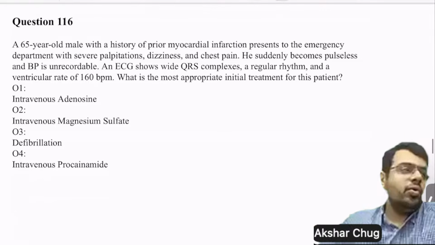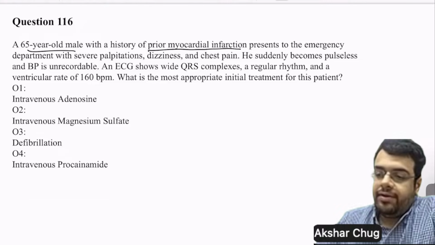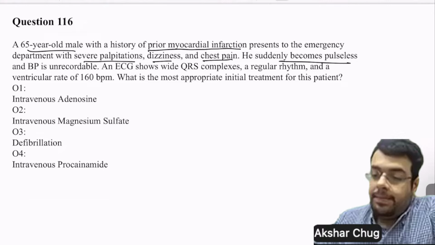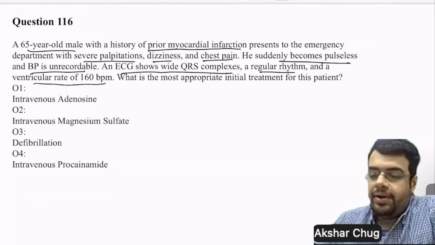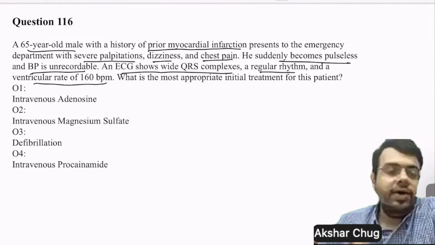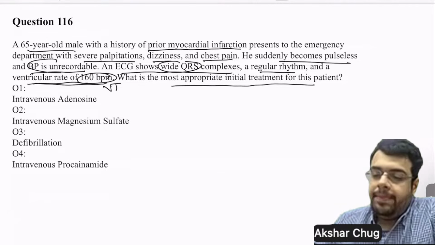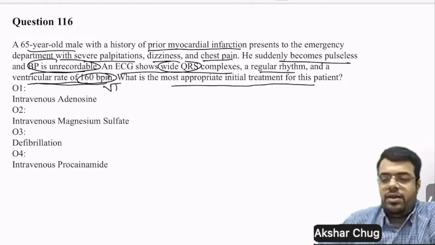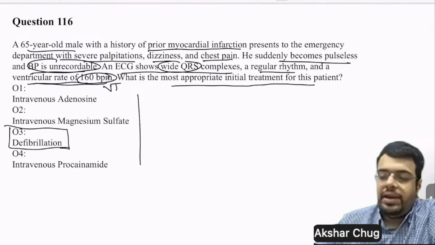Moving on to question 116. A 65-year-old male, history of prior myocardial infarction, severe palpitation, dizziness, chest pain. Suddenly becomes pulseless, BP is unrecordable. ECG shows wide QRS, regular rhythm, and a ventricular rate of 160. So it is suggestive of VT, right? Ventricular tachycardia, as it is wide complex and the ventricular rate is 160. Most appropriate treatment? Now here the BP is unrecordable, so the patient is collapsing. So in a severely hypotensive or collapsing patient, we directly go for defibrillation. We do not go for any of the pharmacological management.